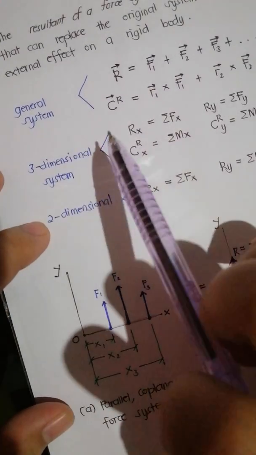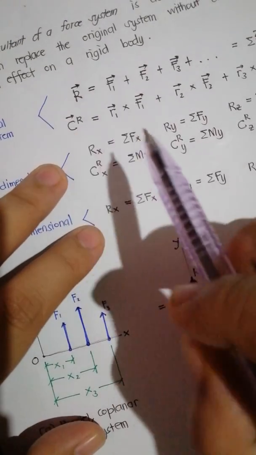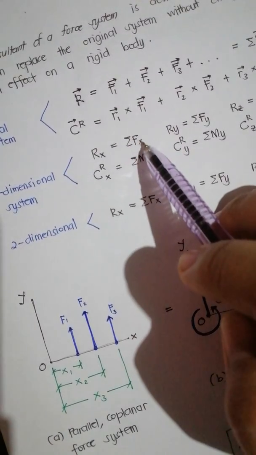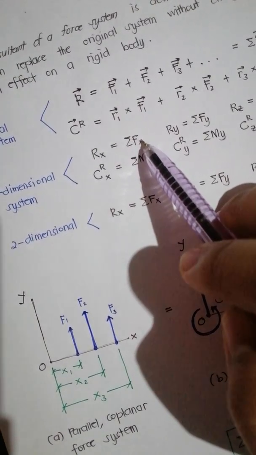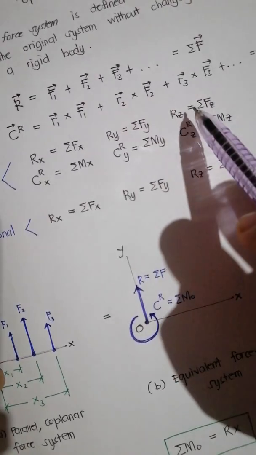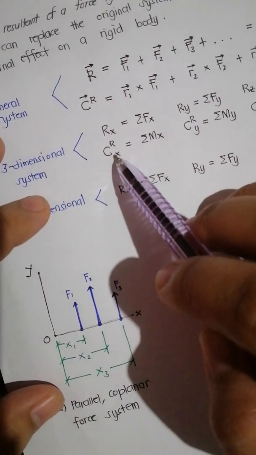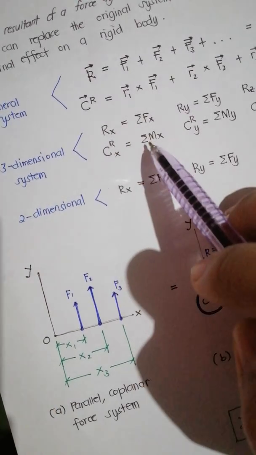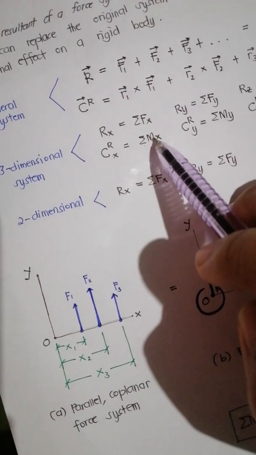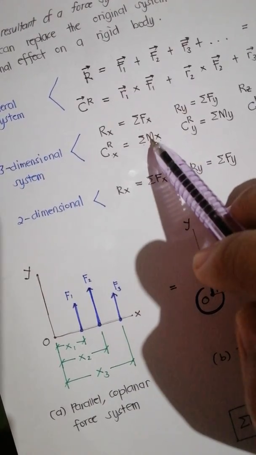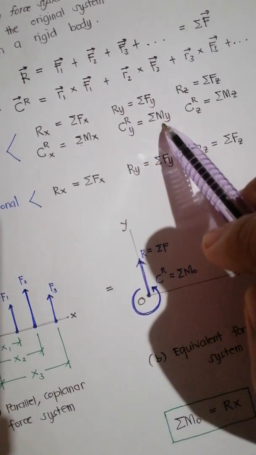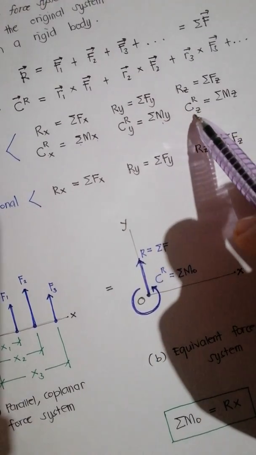For a three-dimensional system, the x component of the resultant force R is simply the summation of all x components of all the forces in the system. Same for the y and z components. Now for the resultant couple, the x component is simply the summation of all moments along the moment vectors along the x-axis. For the y component, the summation of all moments along the y-axis, and also for z.